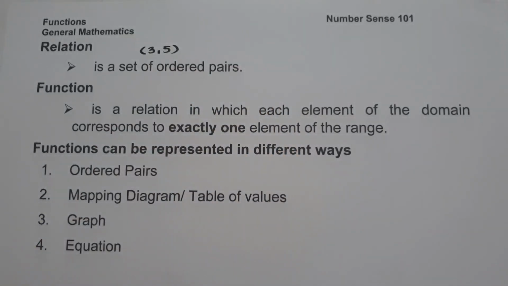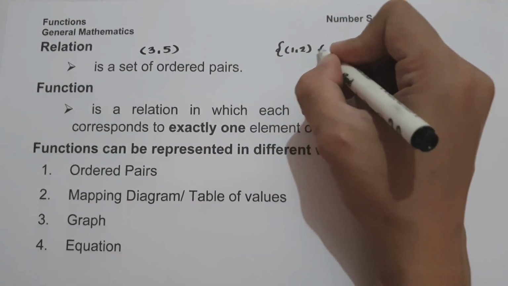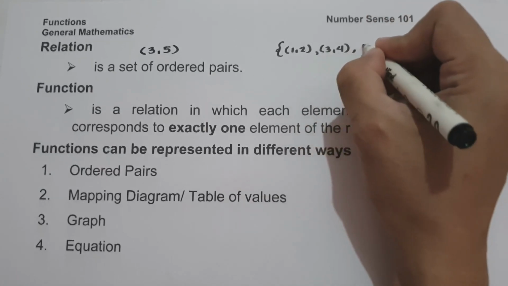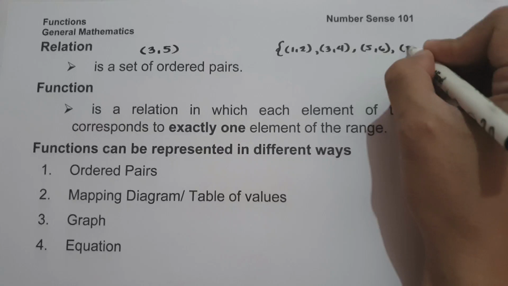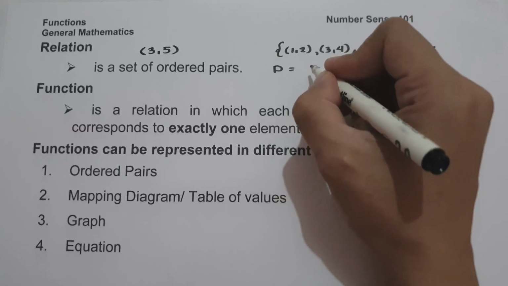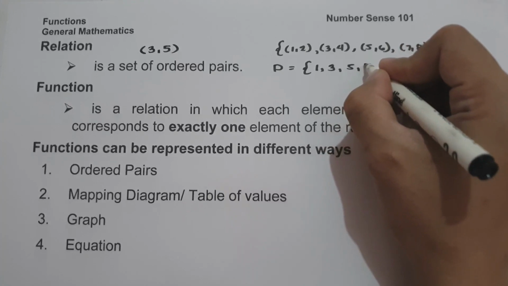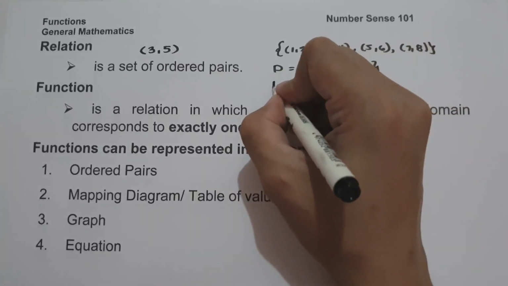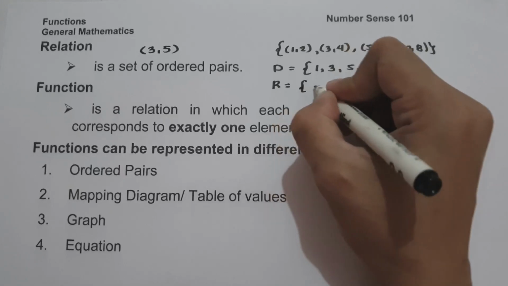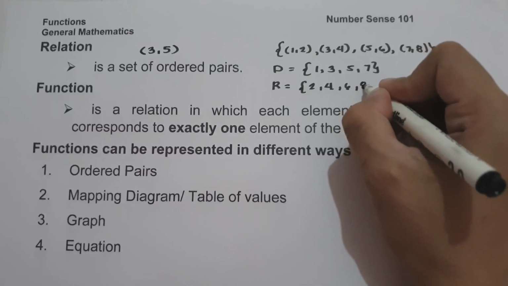When we say domain, it is the set of first coordinates, and when we say range, it is the set of second coordinates. So let's say we have a relation (1, 2), (3, 4), (5, 6), and (7, 8). If we are going to identify the domain, that is the set of first coordinates, that is 1, 3, 5, and 7. And if we are going to identify the range, that is the set of second coordinates, that is 2, 4, 6, and 8.